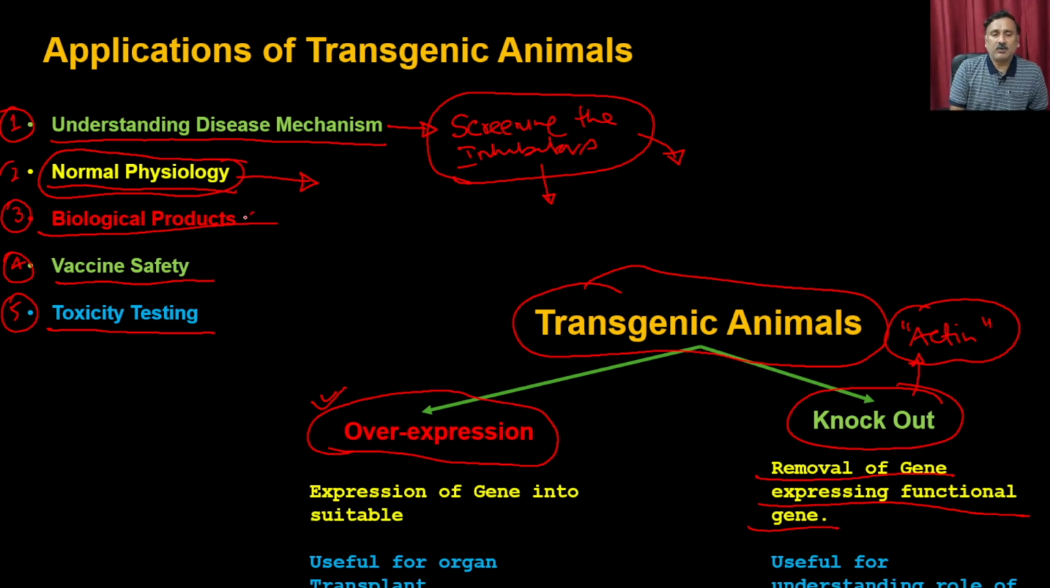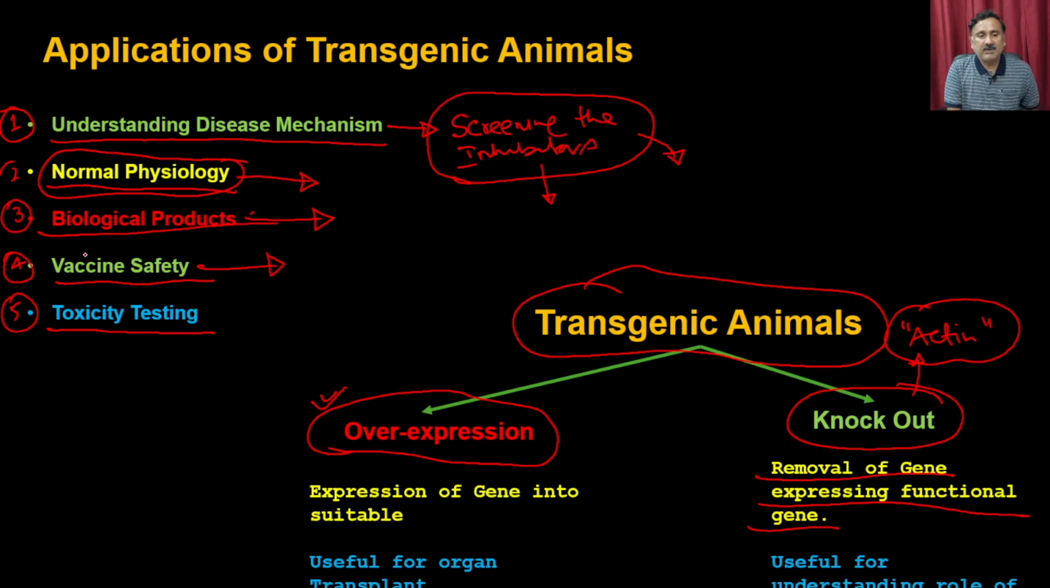Then you can also use these transgenic animals for different types of products. For example, you can use these for production of erythropoietin, you can use these for production of lactoferrin, you can use these for developing different types of vaccines, and so on. And then vaccine safety, right.